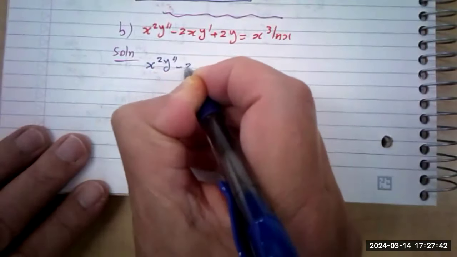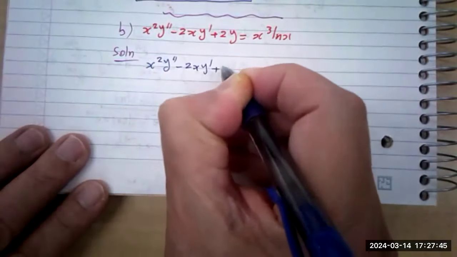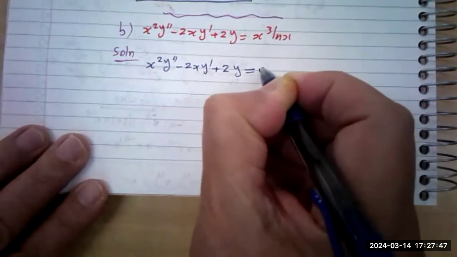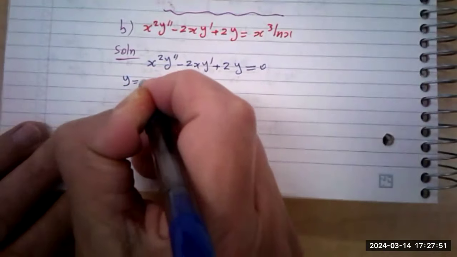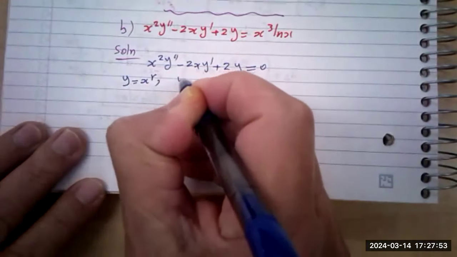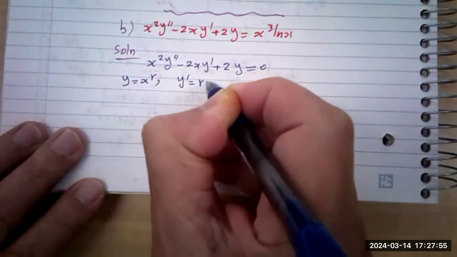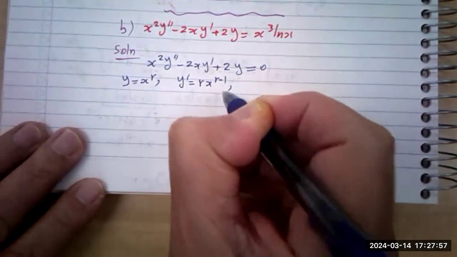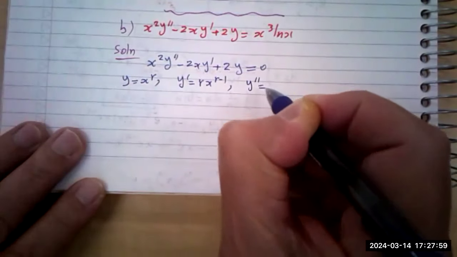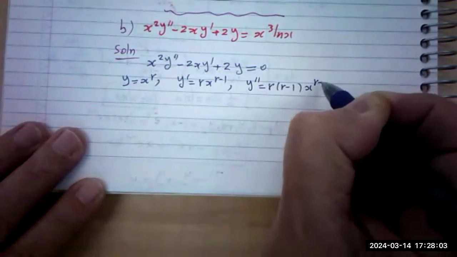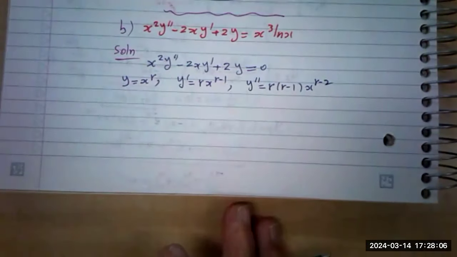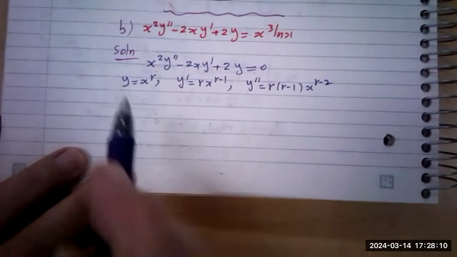x squared y double prime minus 2x y prime plus 2y equals 0. Again, introduce your solution as x to the r. So y prime would be r x to the r minus 1, and y double prime would be r times (r minus 1) x to the r minus 2. Substitute and cancel out the x's to get the r.